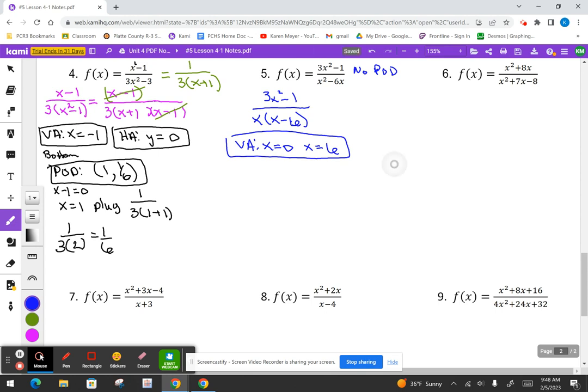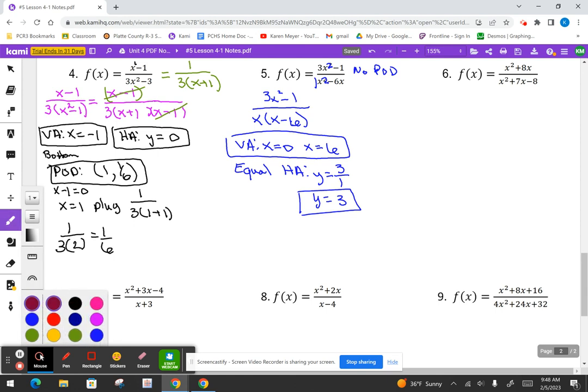Let's go compare our exponents. The highest exponent on top and bottom, you should notice, is the same. They are equal. They are both 2. So if it's equal, it will have an HA, and it's coefficient over coefficient. So on the top in front of x squared is a 3. On the bottom in front of x squared would be a 1. So 3 over 1 is just 3. And that will be your answer for that one.